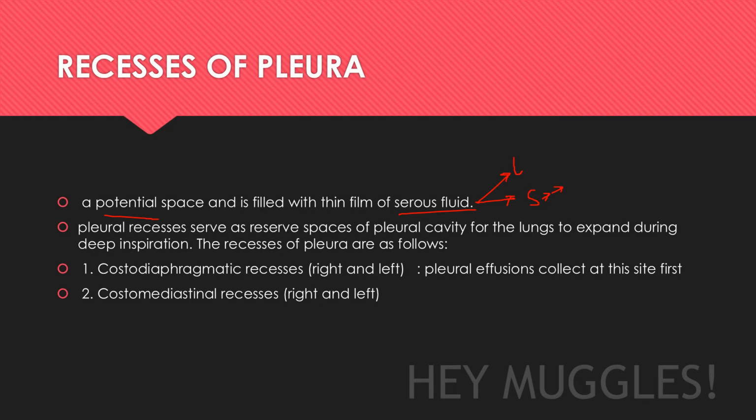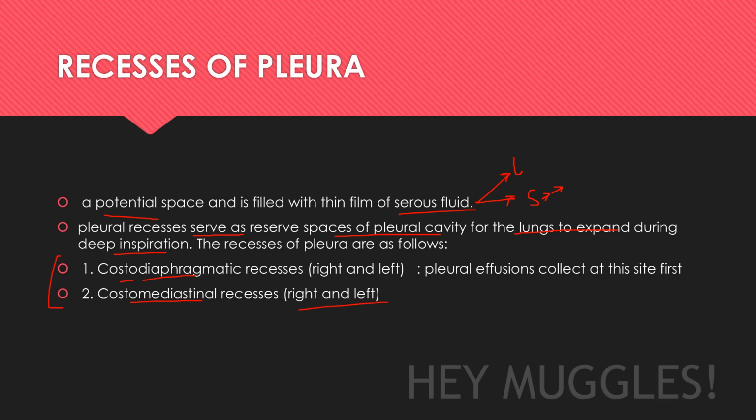Okay. So your pleural recess serves as a potential space of pleural cavity. Pleural cavity is the area between your parietal and your visceral pleura, and it helps the lung to expand during deep inspiration, right? So it is of two types, costodiaphragmatic and costomediastinal. As the name suggests, costodiaphragmatic is located between costal pleura and your diaphragmatic pleura. And the costomediastinal recess is located between the costal pleura and your mediastinal pleura, behind the sternum.